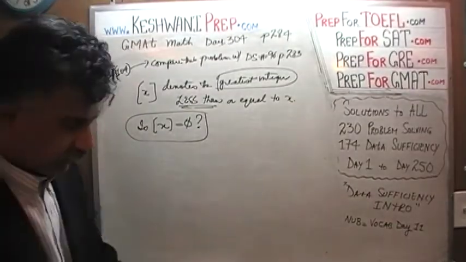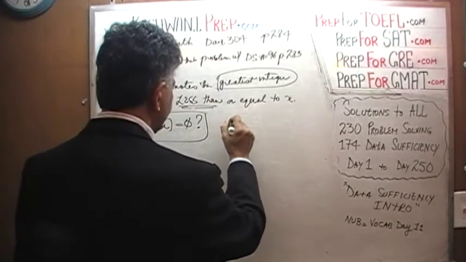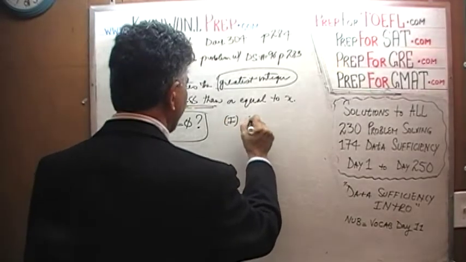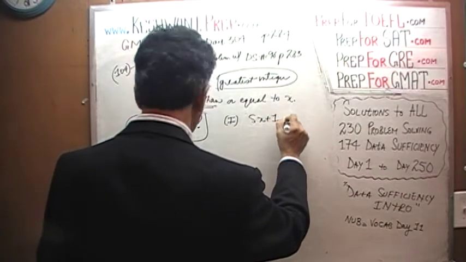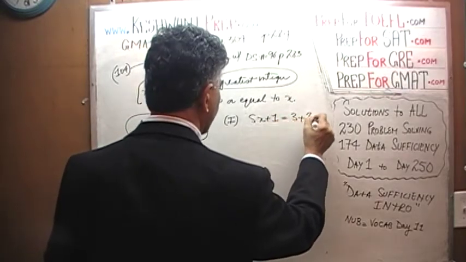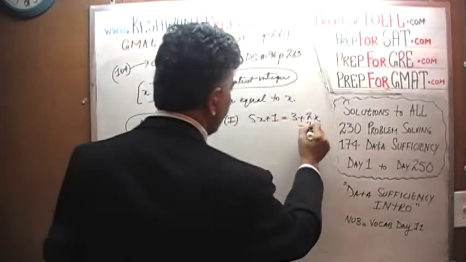Let's take a look at the first statement. In the first statement they tell us that 5x plus 1 equals 3 plus 2x. Let's subtract 2x from both sides.